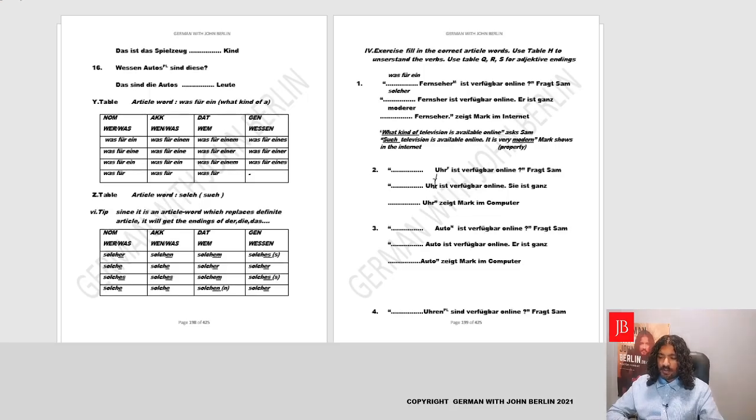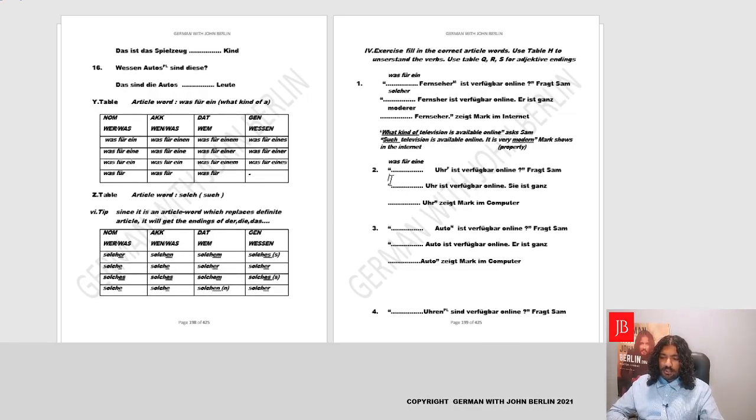What kind of a watch is available online? Fragt Sam. So ask Sam. So it's like Uhr ist verfügbar online. It's like what kind of. So we'll go to this table. And it's the subject, so nominative. Watch is feminine, so we'll pick up was für eine. So let's write here. Was für eine Uhr ist verfügbar online.